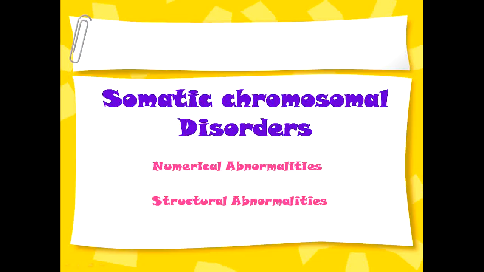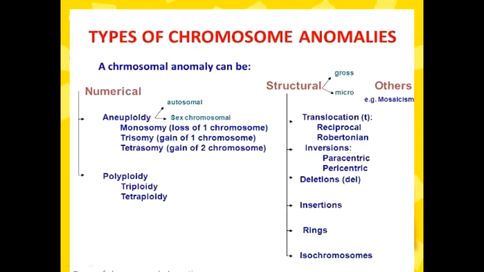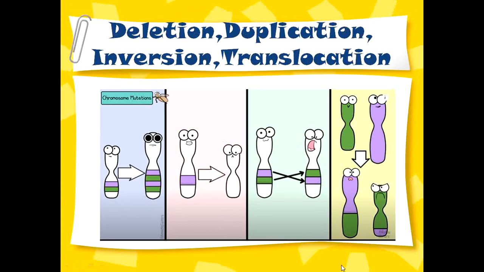Today I will discuss somatic chromosomal disorders. They can be of numerical type and structural type. Numerical type includes aneuploidy or polyploidy, while structural anomalies include translocations, inversions, deletions, insertions, duplications and isochromosome.